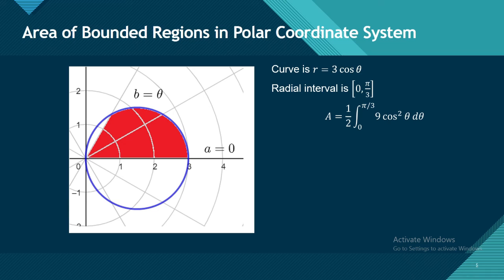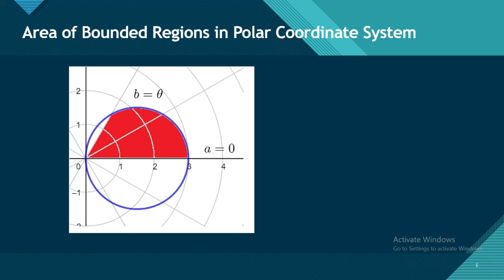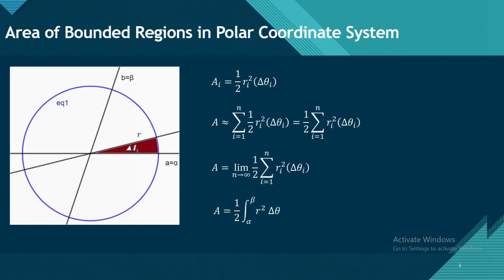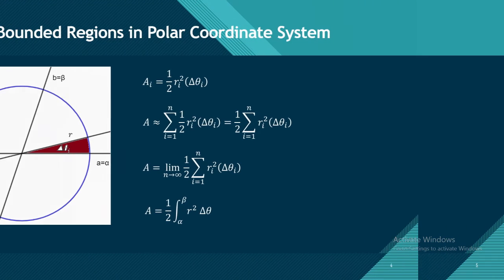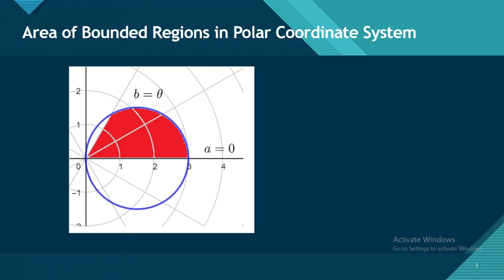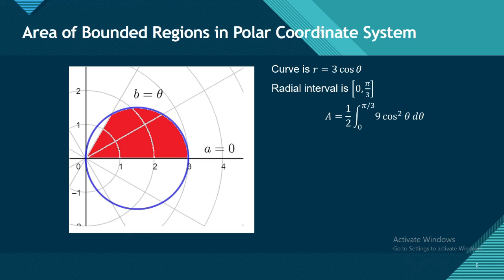Why 9? Why did it become the square of cosine? Because that is how we are computing it. Okay, so let us go back to the earlier slide. This is how we compute it: A is equal to 1/2 times the integral of the square of r d theta. I'm sorry, I think that should be d theta. Okay, so this is how we put it. And 9 is a constant. We can factor it out, leaving the square of cosine of theta d theta.